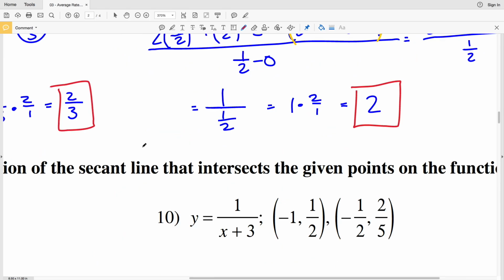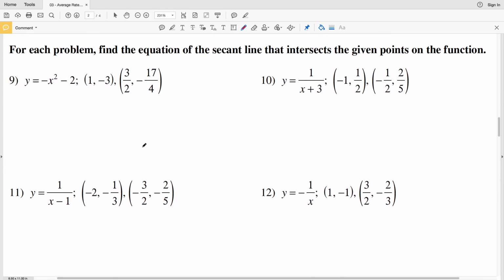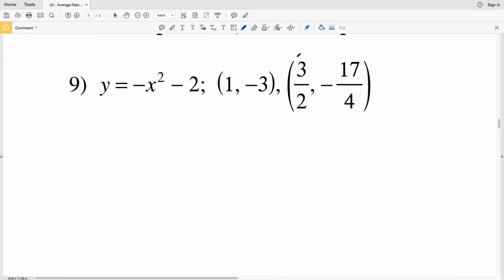Now on to the next section. For each problem, we're finding the equation of the secant line that intersects the given points on the function. And remember, in order to find the equation for the secant line, we find the slope and then use point-slope form to solve. So in number 9, we have a, f of a, as 1, negative 3, and x, f of x, as 3/2 and negative 17/4.